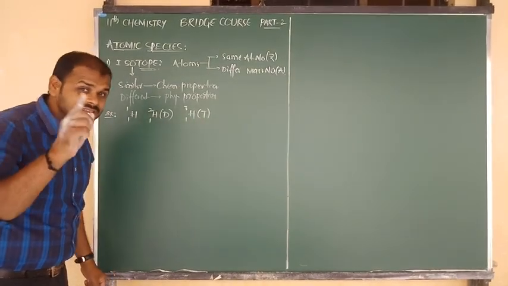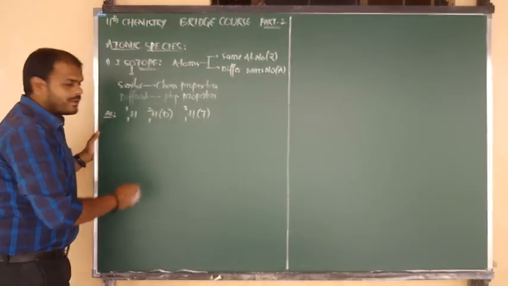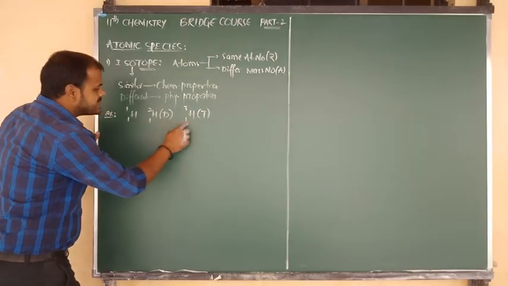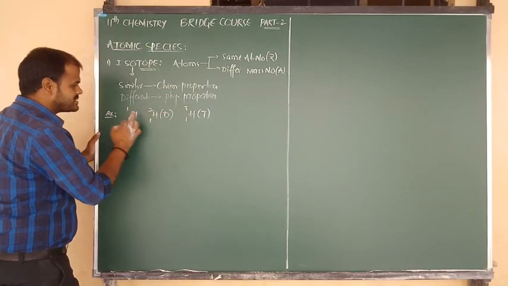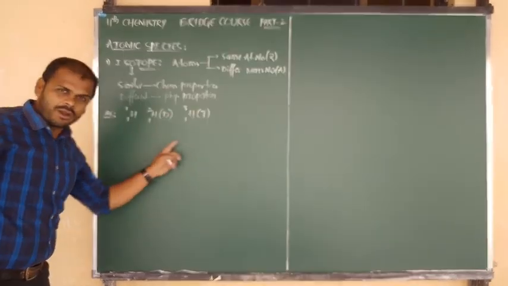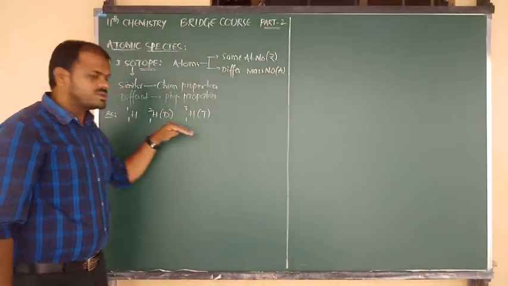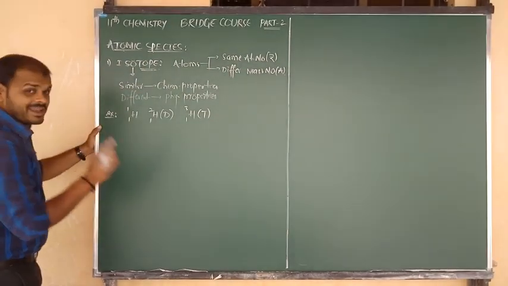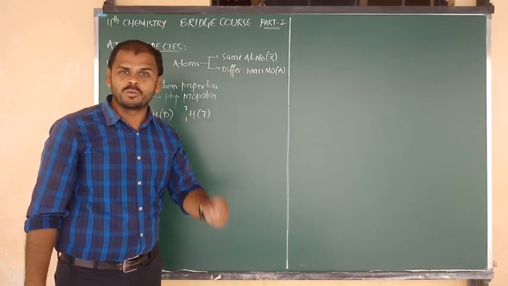Try to consider this example: protium, deuterium and tritium, the isotopes of the hydrogen atom. The atomic numbers are the same, 1, 1, 1, but they have three different mass numbers, 1 unit, 2 units, 3 units. So atoms with the same atomic number but different mass numbers are an example of isotopes. Next, another example I am going to show you is carbon, which is available in two isotopic forms.